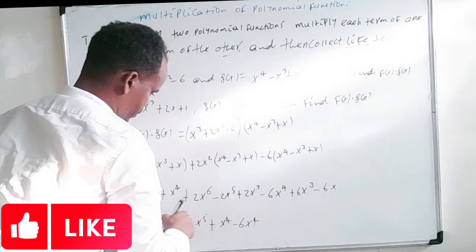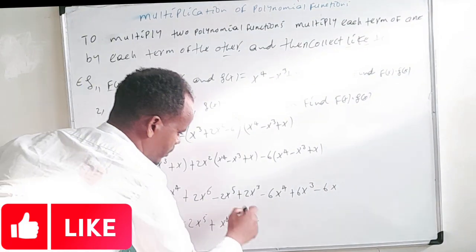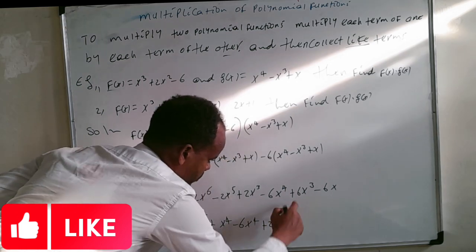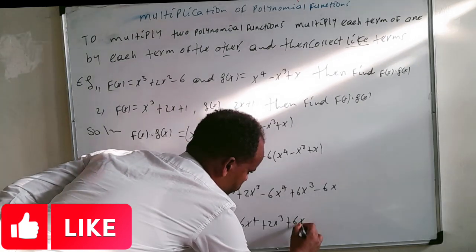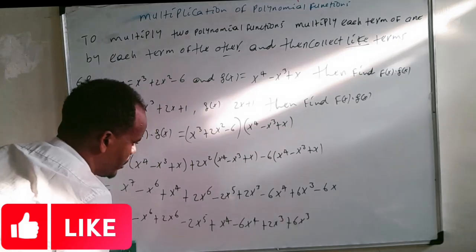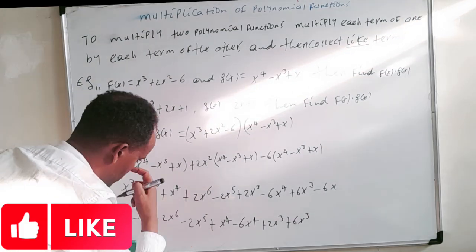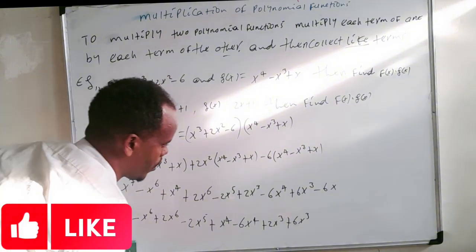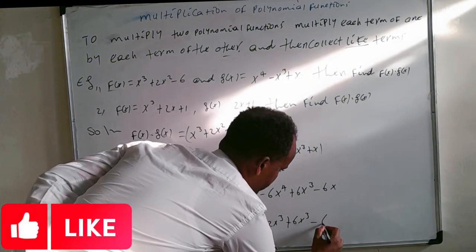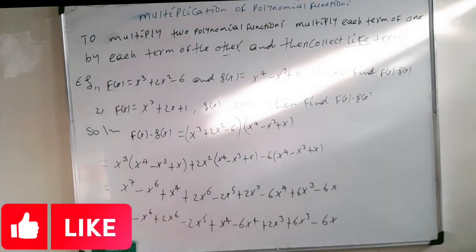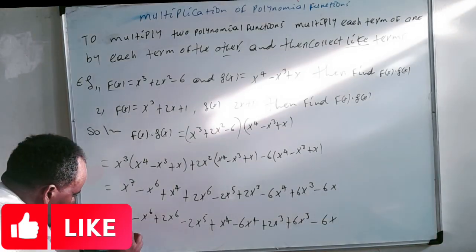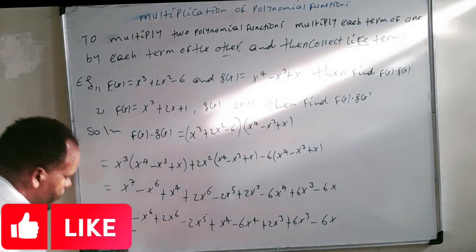The next is the power of 3, which is plus 2x to the power of 3 plus 6x to the power of 3. The next one is the power of 2. There is no term with x to the power of 2. This is minus 6x.